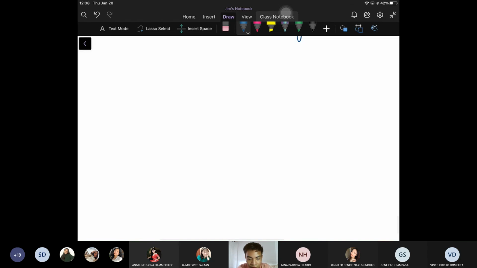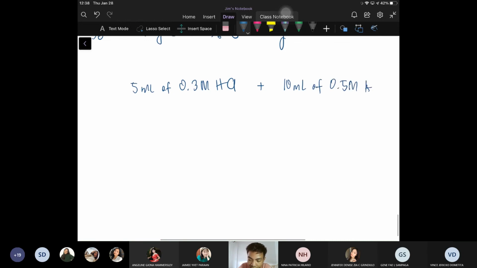Always check for the volume changes. Okay? So yun lang. Kunwari, nagdagdag ako ng acid. Ito ha, kunwari lang. Kunwari, 5 ml of 0.3 molar HCl. Tapos dinagdagan ko yan ng 10 ml of 0.5 molar HNO3.